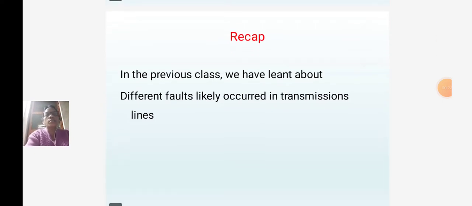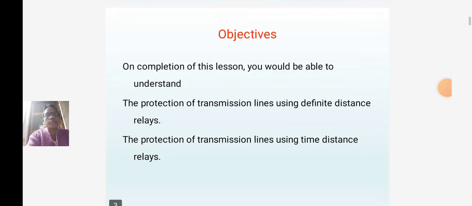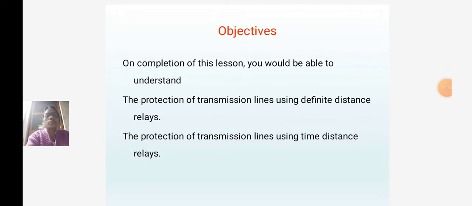In the last class, we discussed the different faults likely to occur in transmission lines. Today, we are going to discuss the protection of transmission lines using definite distance relays and the protection of transmission lines using impedance relays.